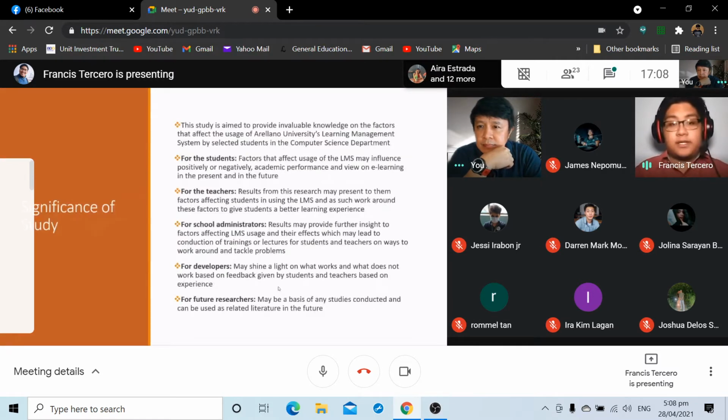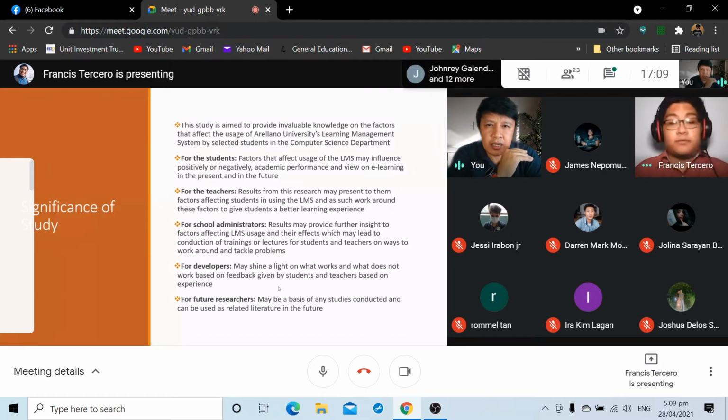So the significance of the study. It is aimed, the study, to provide invaluable knowledge on the factors that affect the usage of Arellano University's learning management system by selected students in the computer science department. For the students, factors that affect usage of the LMS may influence positively or negatively academic performance and view on e-learning in the present and in the future. For teachers, results from this research may present to them factors affecting students in using the LMS, and as such, work around these factors to give students a better learning experience.